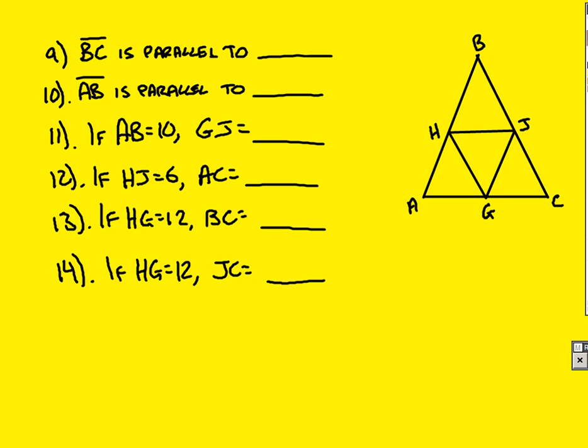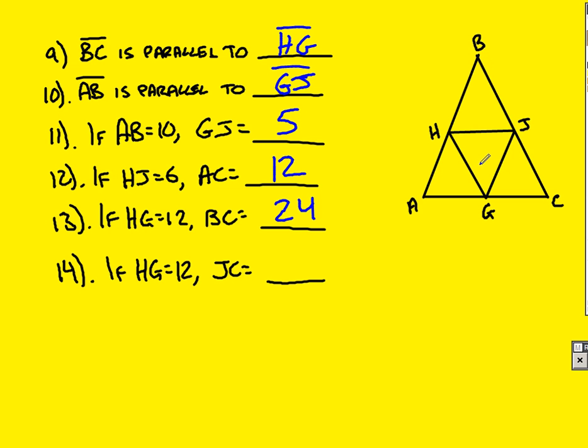Alright, next one. We have a midsegment here. Remember, each midsegment is parallel to the side opposite. So BC is parallel to HG. Same thing, AB is parallel to GJ. And then for this one, if AB is 10, that means the parallel segment is half of its length, so 5 there. HJ is a midsegment, so its parallel side of the big triangle should be twice as big, 12. Now, if I say HG is 12, BC should be twice as big, 24.